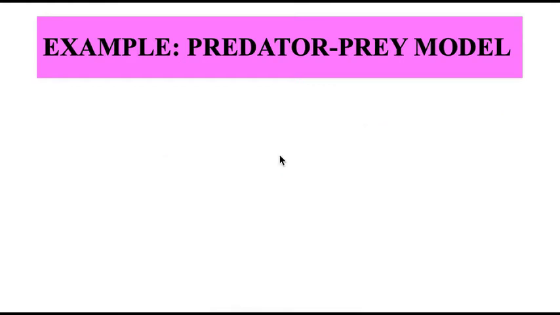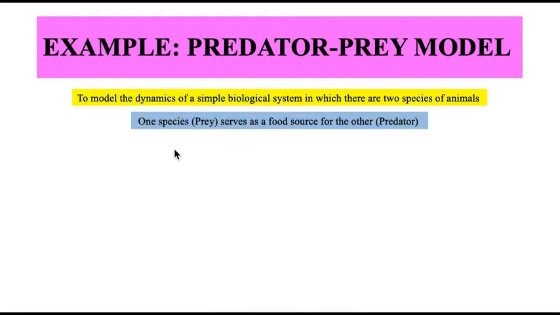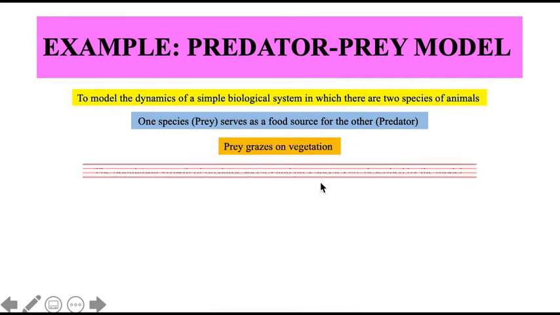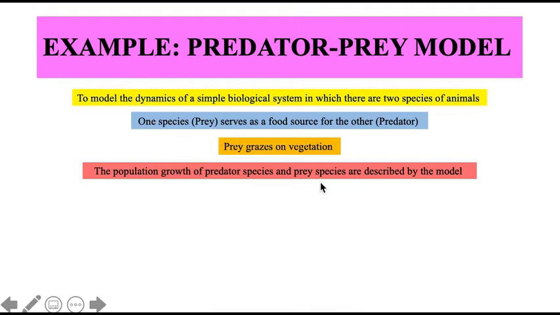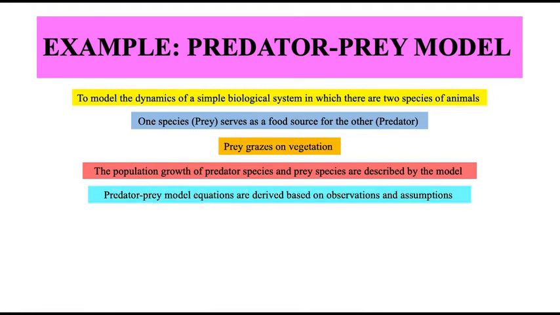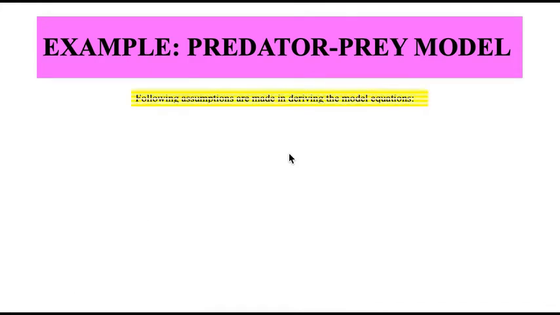So these models are typically referred to as the predator prey model. So what is this? It models the dynamics of a simple biological system in which there are two species of animal. One species is prey, which serves as a food source for the other, the predator. So the big fish are predators and small fish are prey, and the prey feed on vegetation. So how do we go about describing a model for this? These are based on certain assumptions and observations. We make the following assumptions when we derive this model.